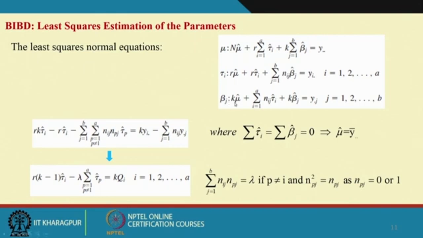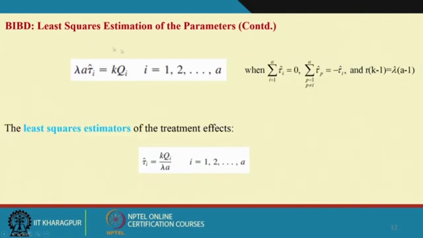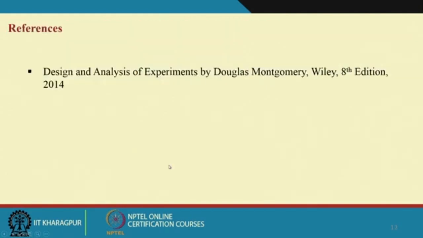So, instead of a, it is k, and then k times it is coming, and that means you are getting this many equations, j equal to 1 to b and I equal to 1 to a. So, a plus b plus 1 equations you are getting, and now solving this you will get this kind of equations, and you have this constant, and then this will be your resultant equation, and from here you will be able to find out tau I. This tau I is k Q I by lambda a. Okay, tau I is k Q I by lambda a.